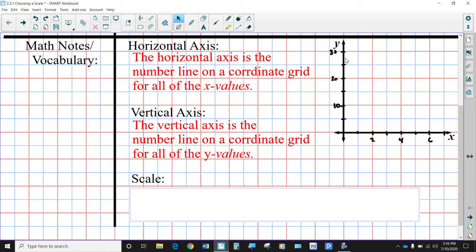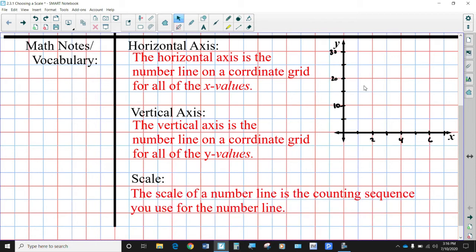Now, notice the scale, which is the counting sequence for each number line. Sometimes when we do coordinate grids, we have the scale be the same for both the x and the y-axis, but they don't have to be. Sometimes your x-axis you want to count by ones, but your y-axis might refer to something like the cost of a pizza. If a pizza costs $10, one pizza is 10, 2 is 20, 3 is 30, then you'd want to have a different scale for your y-axis than you would for your x-axis. So there's no rule that says they have to be the exact same.